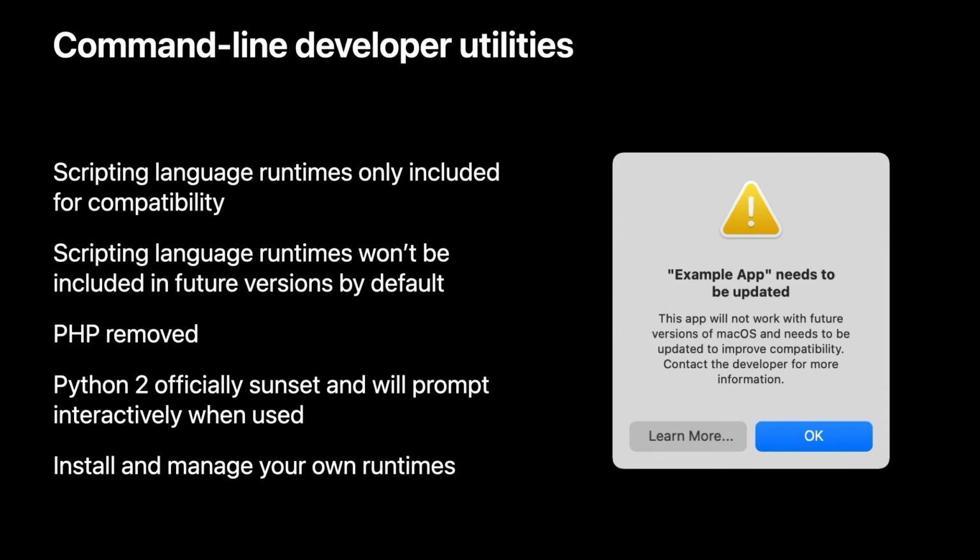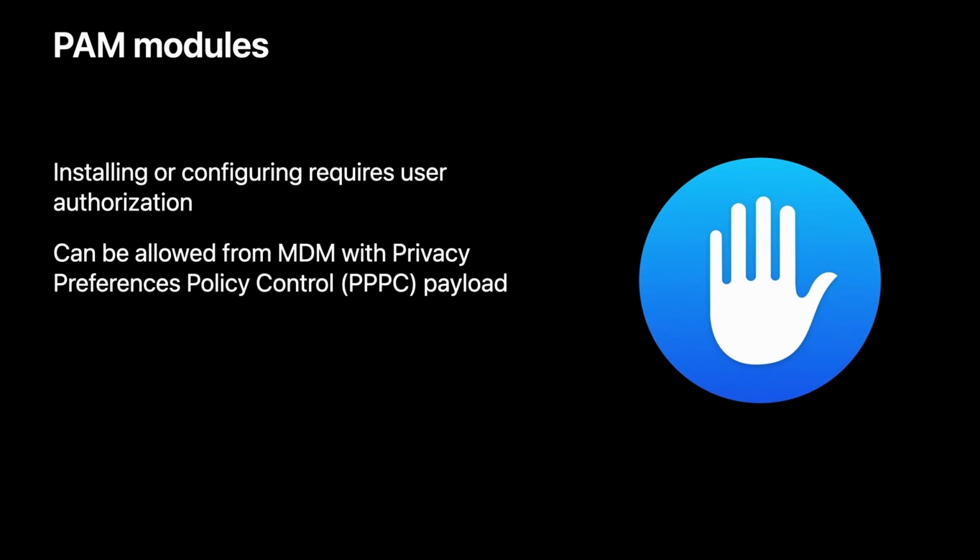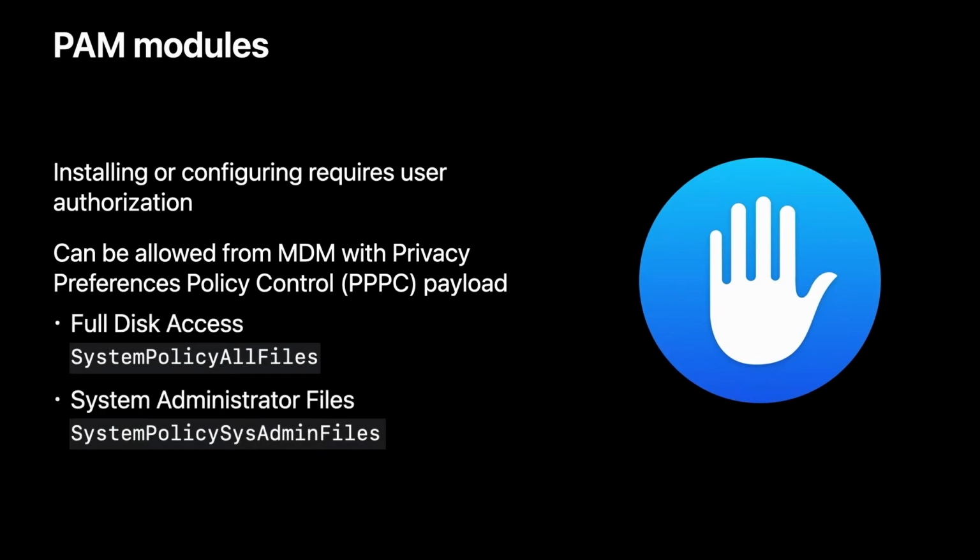We continue to add additional user privacy protections to macOS. In macOS Monterey, apps or services that require the installation or configuration of pluggable authentication modules, or PAM modules, now require user authorization. Authorization can also be granted using a privacy preferences policy control profile from MDM that grants full disk access or access to system administrator files. Many MDMs already grant their agent tools access to these categories, so it's possible your existing workflows won't need to change at all to accommodate this new protection.